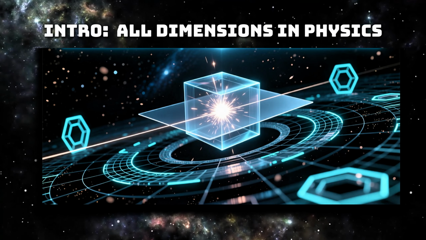Most importantly, the first dimension is the gateway to all higher dimensions. A line is formed by extending a point, 0D, in one direction. A plane, 2D, is formed by extending a line in a new direction. A volume, 3D, arises from extending a plane into yet another direction. Without the first dimension, there would be no second, no third, and no concept of physical space at all.